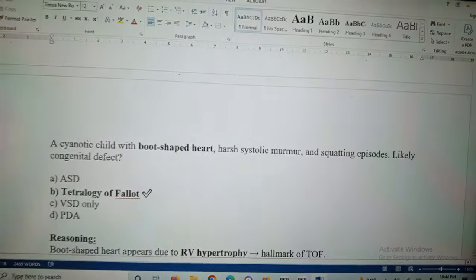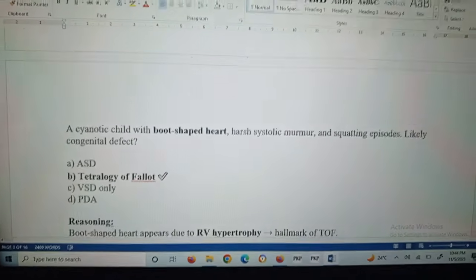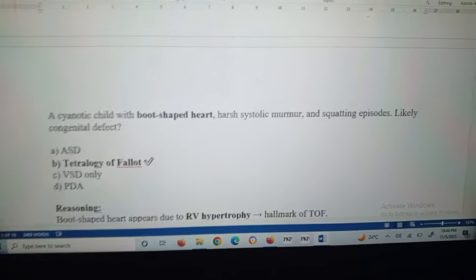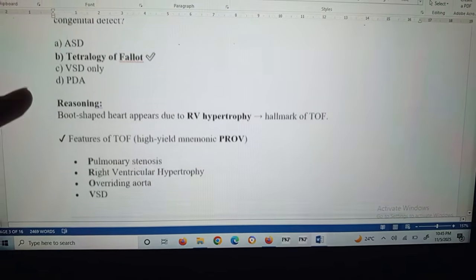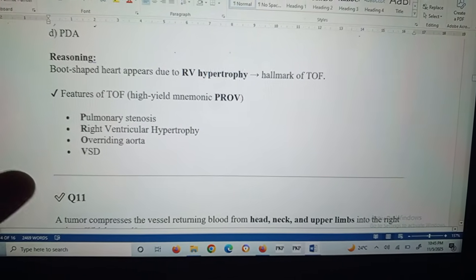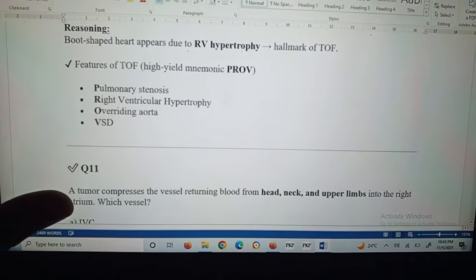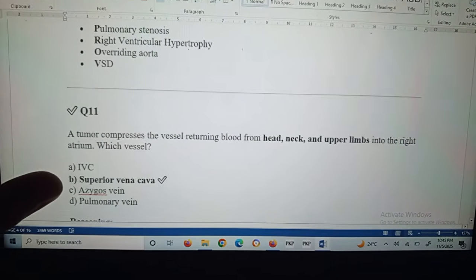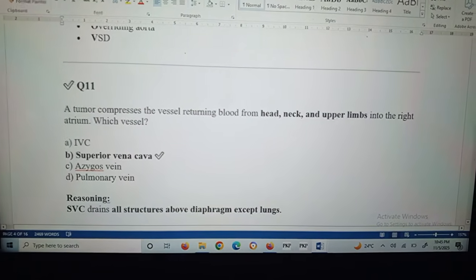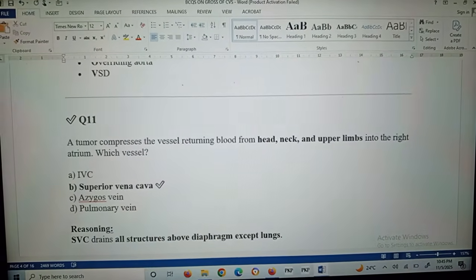Question number 10: a cyanotic child with a boot-shaped heart, harsh systolic murmur and squatting episodes. The likely congenital defect is tetralogy of Fallot, and the reasoning is that the boot-shaped heart appears due to right ventricular hypertrophy. It is a hallmark of TOF, and the features of TOF are pulmonary stenosis, right ventricular hypertrophy, overriding of aorta, and ventricular septal defect.